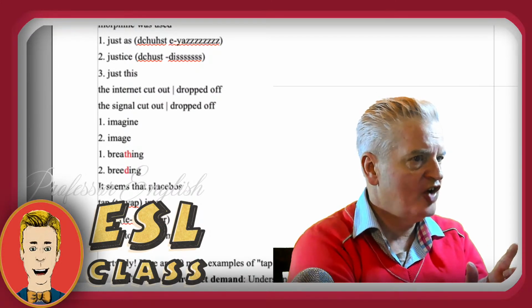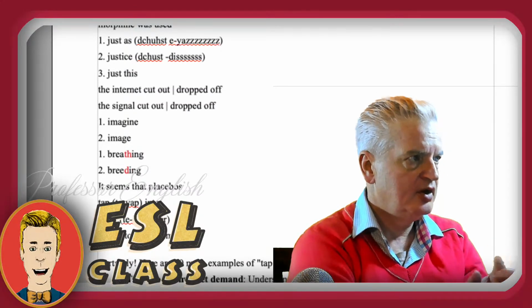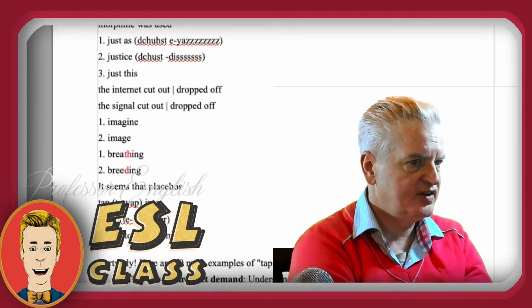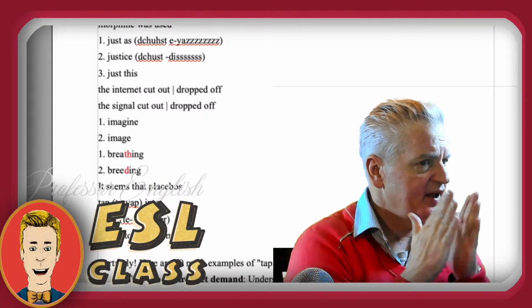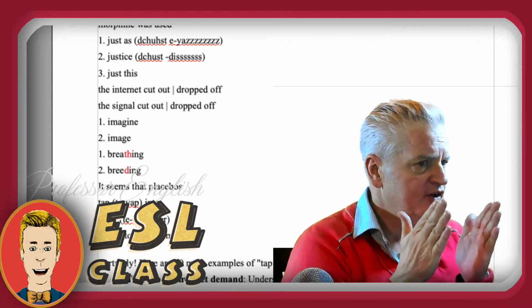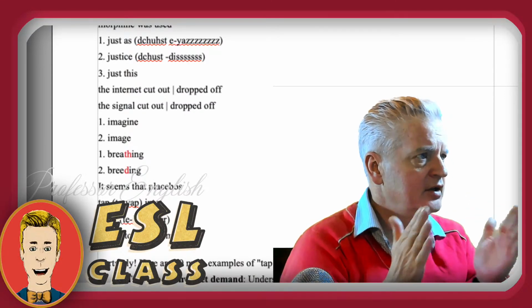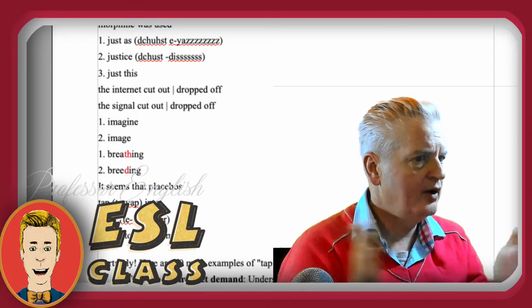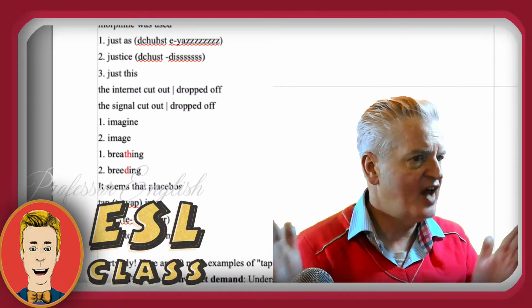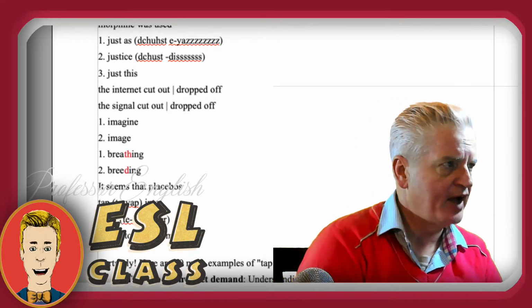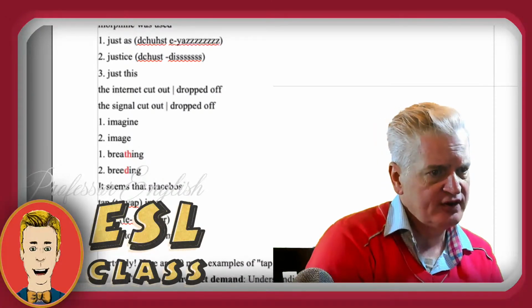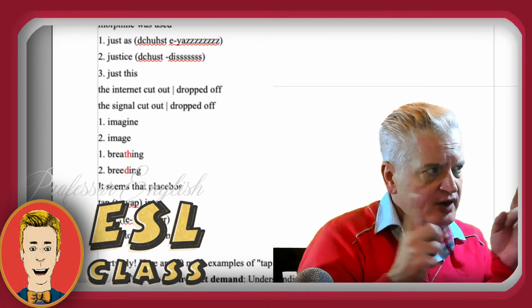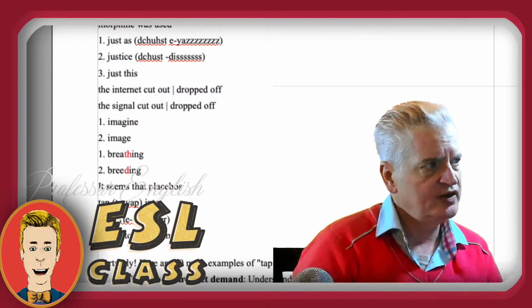Number 1, just as. Number 2, justice. The difference is that number 2 is short, short, and number 1 is long, long. Just as. Number 2, justice. Can you hear the length difference? They're different. Number 2 is short, short. Number 1 is long, long.